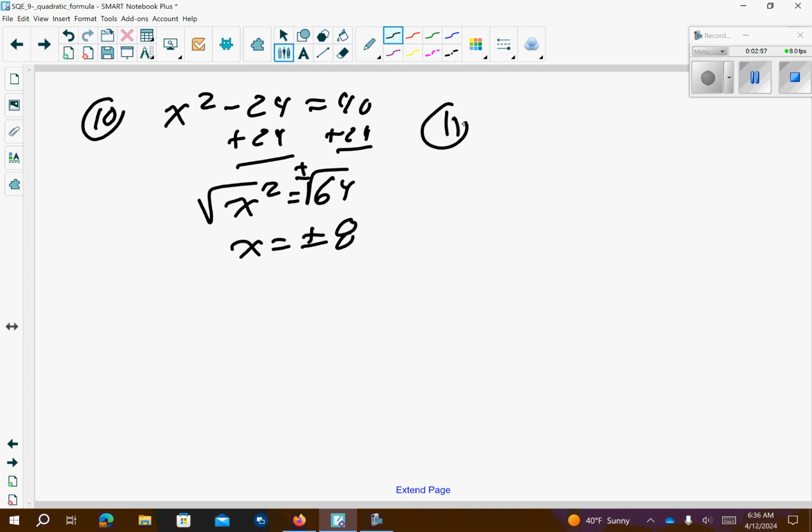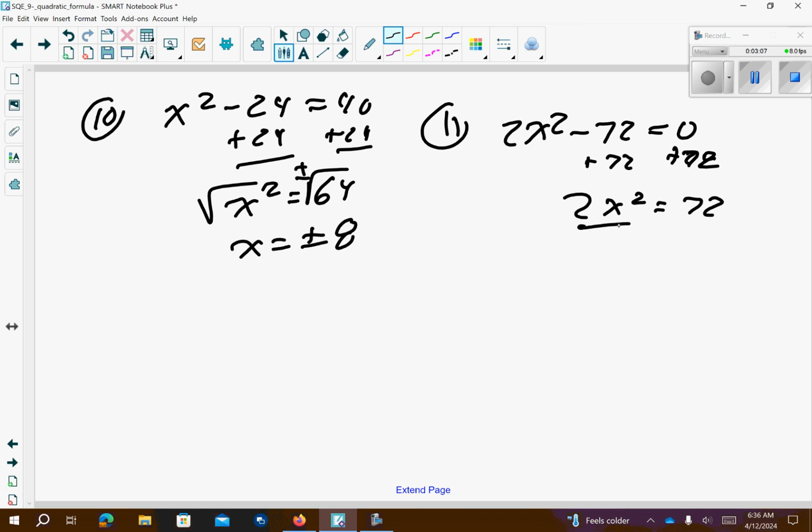Number 11, we have 2x squared minus 72 equals 0. Let's add 72 to both sides. So 2x squared equals 72. Divide by 2. X squared equals 36. Square root both sides. Don't forget the plus minus on the number side. Plus or minus the square root of 36 is 6, so plus or minus 6.